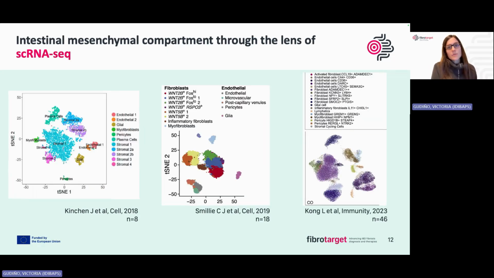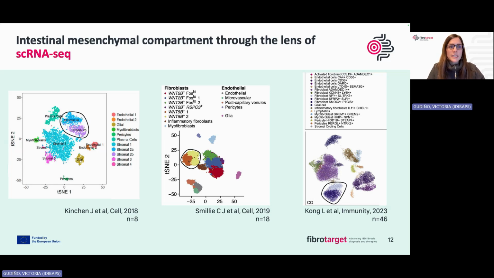Since the study from Kitchen, many other publications have sequenced the stromal compartment of the intestine by single-cell RNA-seq. And while some have kept the nomenclature of S1, S2, and S3, others have preferred to annotate clusters based on their top marker genes. So as you can see, we currently don't have a standardized nomenclature for the intestinal fibroblast, but still, we see quite a consistency of the subtypes that we normally identify.